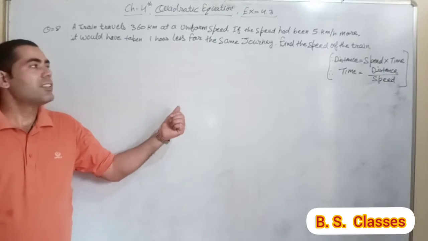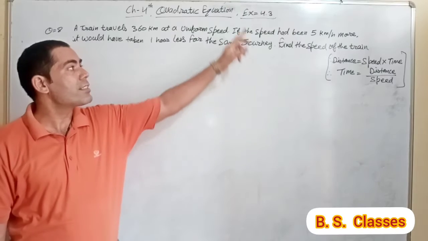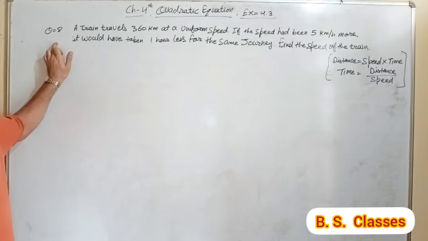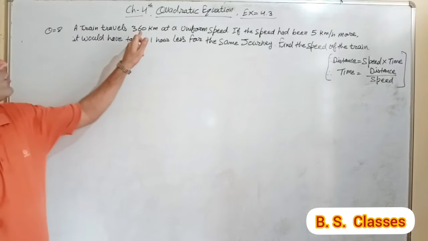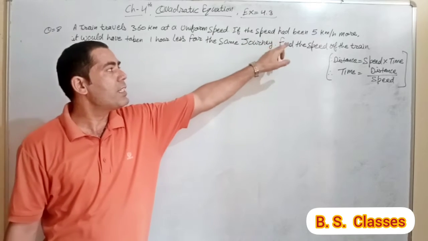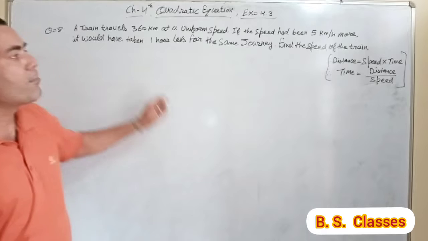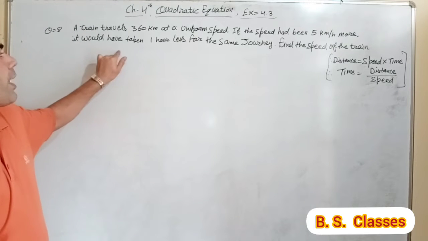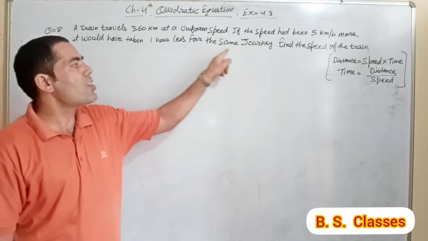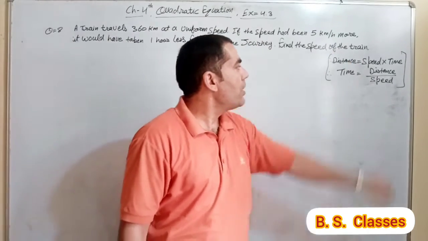Good morning, students. Today's topic is Chapter 4, Class 10th, Quadratic Equations, Exercise 4.3, Question number 8. A train travels 360 km at a uniform speed. If the speed had been 5 km per hour more, it would have taken 1 hour less for the same journey. Find the speed of the train.